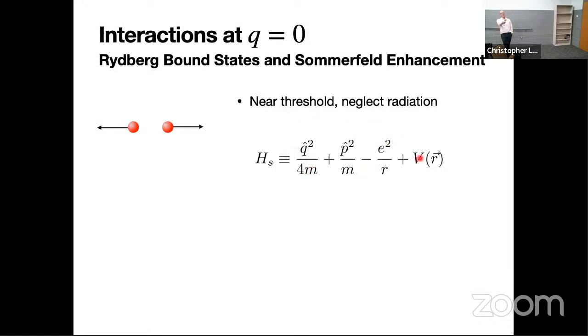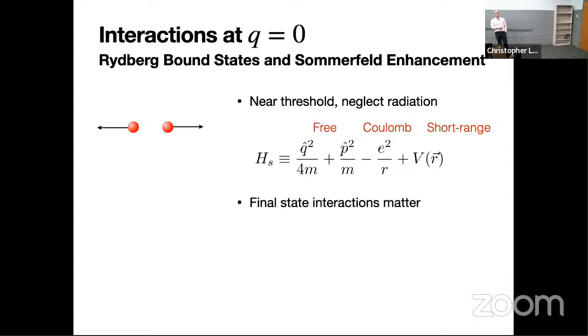A Hamiltonian governing these two particles, an effective Hamiltonian, which is a free part, a Coulomb part, because they're interacting with a photon, just like QED. And then some short range stuff. This is lattice scale UV stuff. And those interactions actually matter in this pair production of scattering.